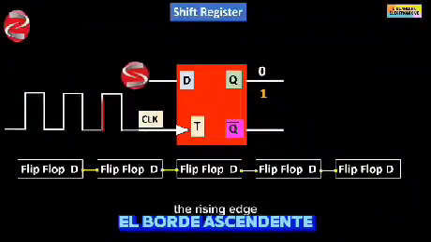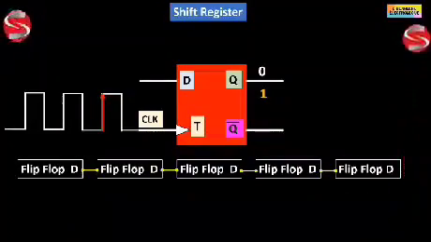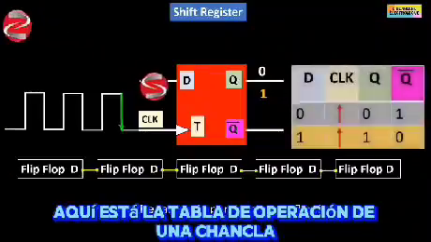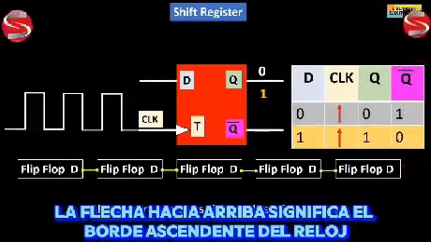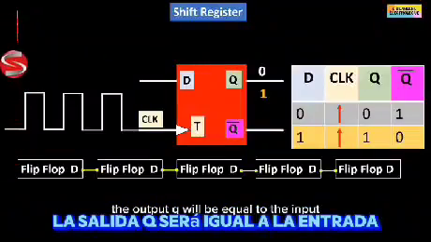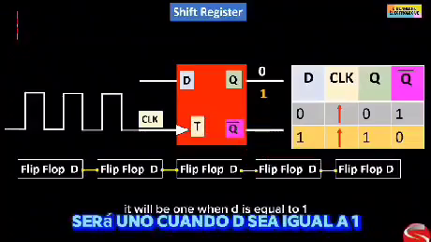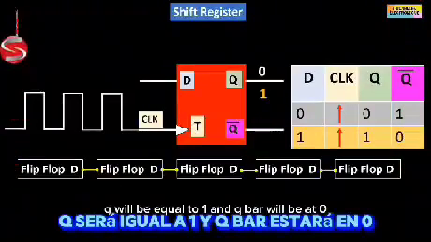The rising edge corresponds to the moment when the clock signal passes from 0 to 1. The falling edge is the opposite. Here is the table of operation of a D flip-flop. When the input D value is 0, the up arrow means rising edge of the clock. The output Q will be equal to the input, so 0, and Q bar is the opposite, it will be 1. When D is equal to 1, Q will be equal to 1 and Q bar will be at 0.